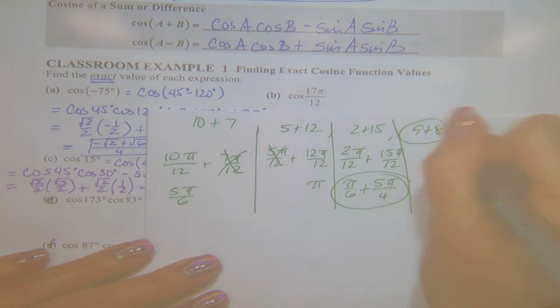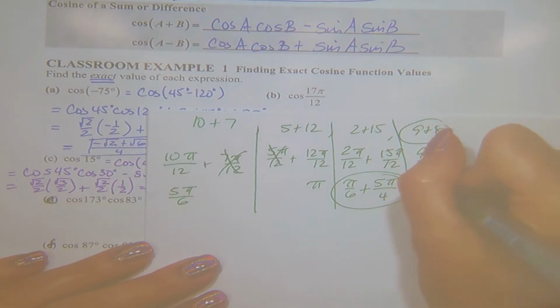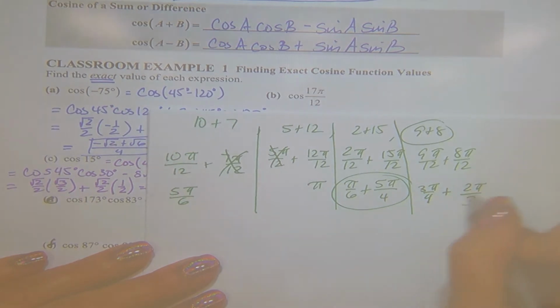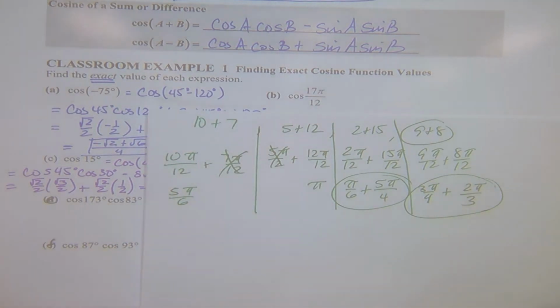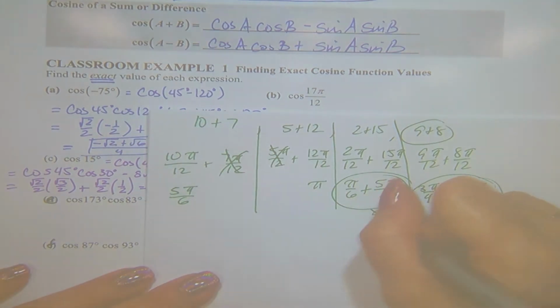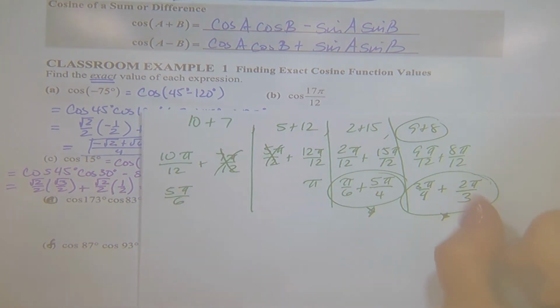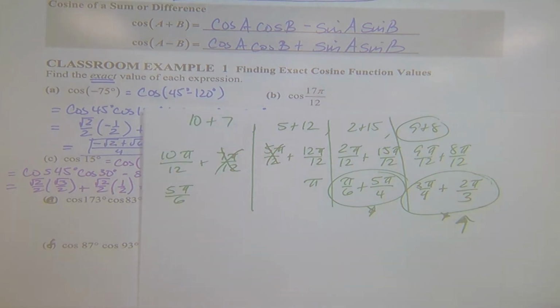9 and 8, because 9 plus 8 is 17. So 9 pi 12ths plus 8 pi 12ths gives me 17 pi 12ths. 9 pi 12ths reduces to 3 pi 4ths, and 8 pi 12 reduces to 2 pi 3rds. Again, both special angles on my unit circle. So either one of these will work to use my cosine sum identity with. We're going to pick this one because I've already worked it that way, and I can make sure that while I'm talking to you, I don't make any more mistakes than I have to.